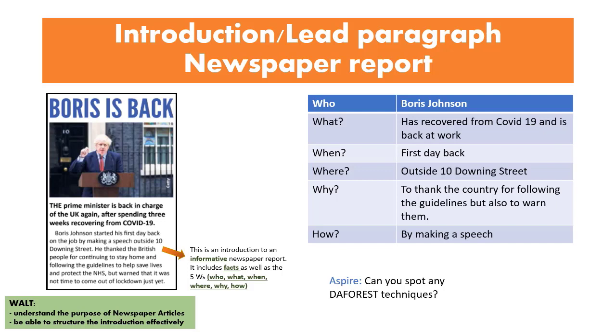Okay, so who is this article about? It's about Boris Johnson. What is it about? The fact that he has recovered from COVID-19 and is back at work. Where does this take place? Outside 10 Downing Street. It tells you quite clearly in the introduction, and also it's in the picture. Why? So why has it been written? To thank the country for following the guidelines, but also to warn them. And how has this information been given to you? It's by Boris making a speech.